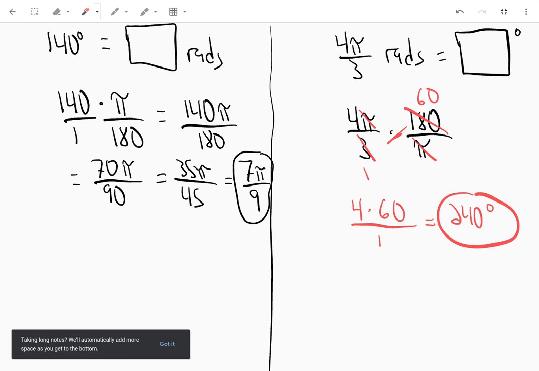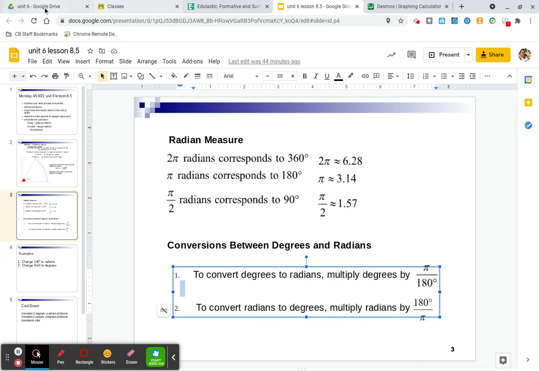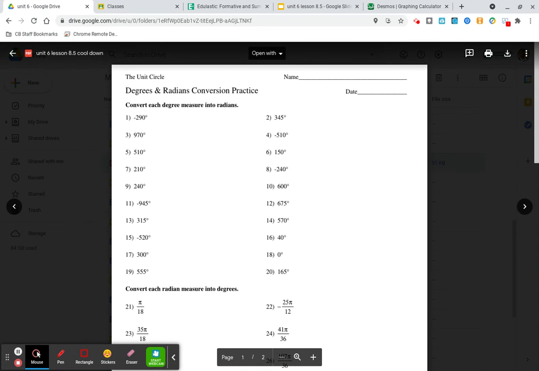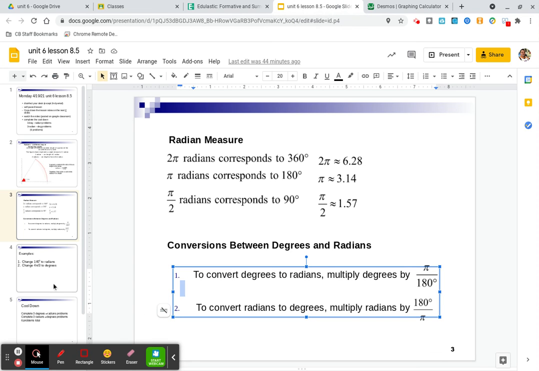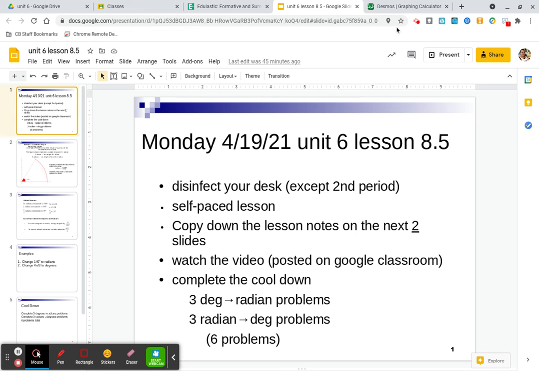So for your cool down today, you'll notice the worksheet that I shared with you has a lot of problems on it. It has 60 problems. You're not going to do 60 problems. What I would like you to do, and it says this in the PowerPoint, is choose 6 problems out of the 60 on the worksheet. You're going to do 3 problems that are converting degrees to radians, and you're going to pick any 3 problems that are converting radians to degrees. So you're going to do 3 of one type and 3 of the other type for 6 total. And that is it for this lesson, what I'm calling lesson 8.5.